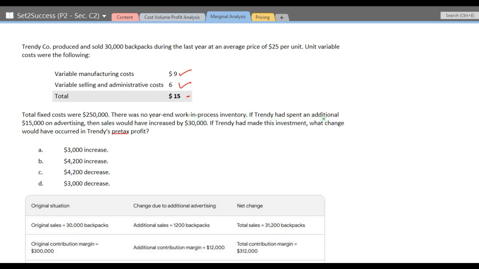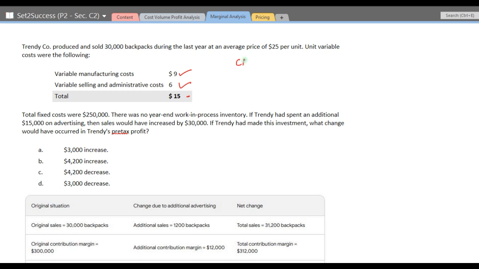If Trendy had spent an additional $15,000 on advertising, then sales would have increased by $30,000. If Trendy had made this investment, what change would have occurred in Trendy's pre-tax profit? So let us first find the contribution margin.